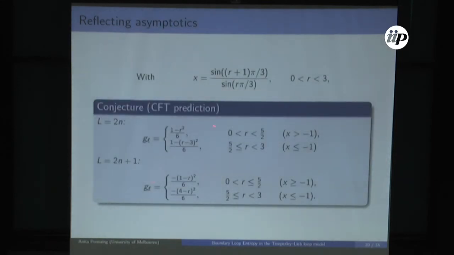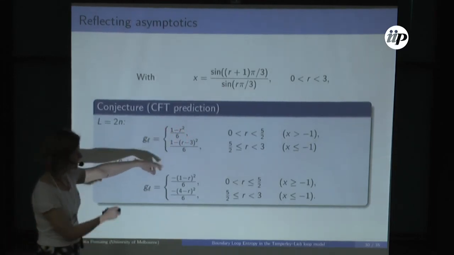And then for the log term, things get a little bit complicated. If you parameterize the parameter x by this function of r, so as r goes from 0 to 3, x goes from infinity to -infinity, then the conjecture that Jesper made with CFT arguments is that the function should be, for the even case, this.